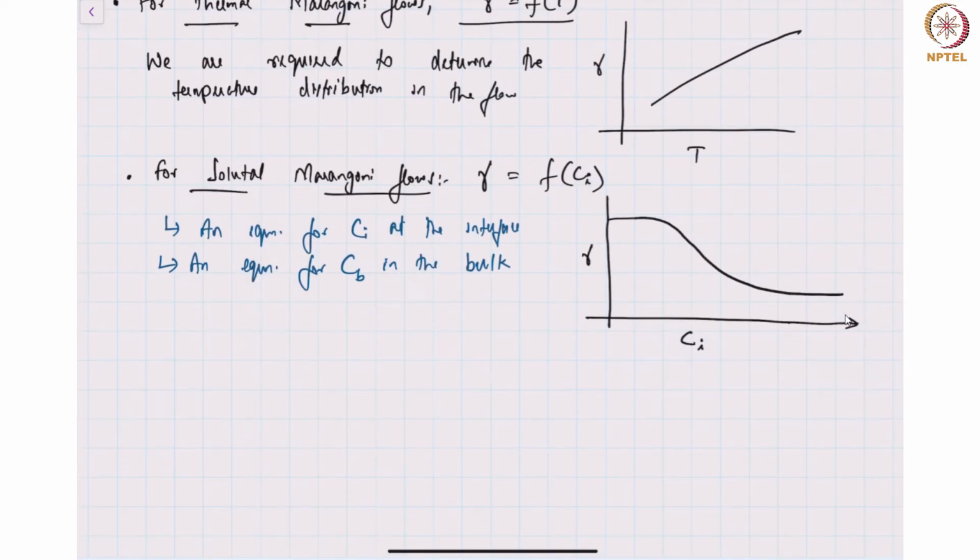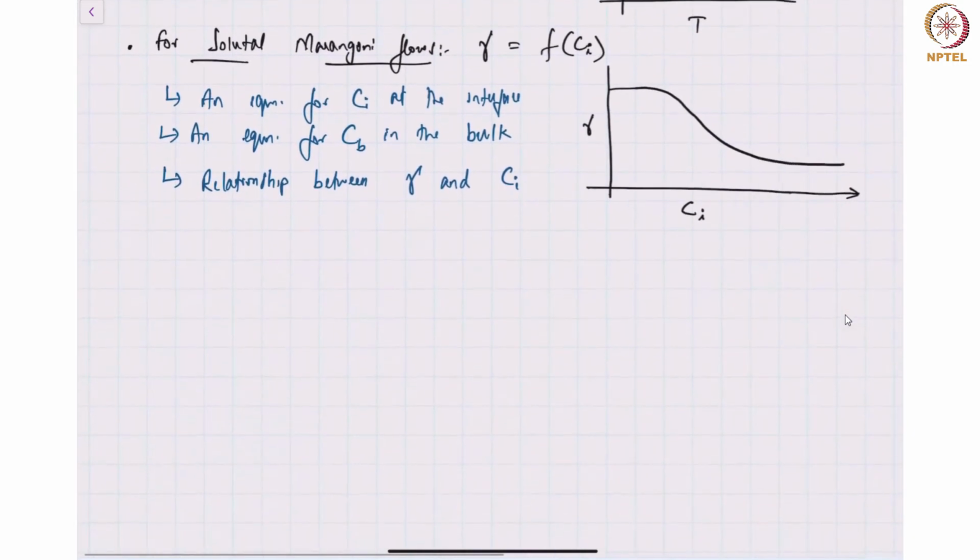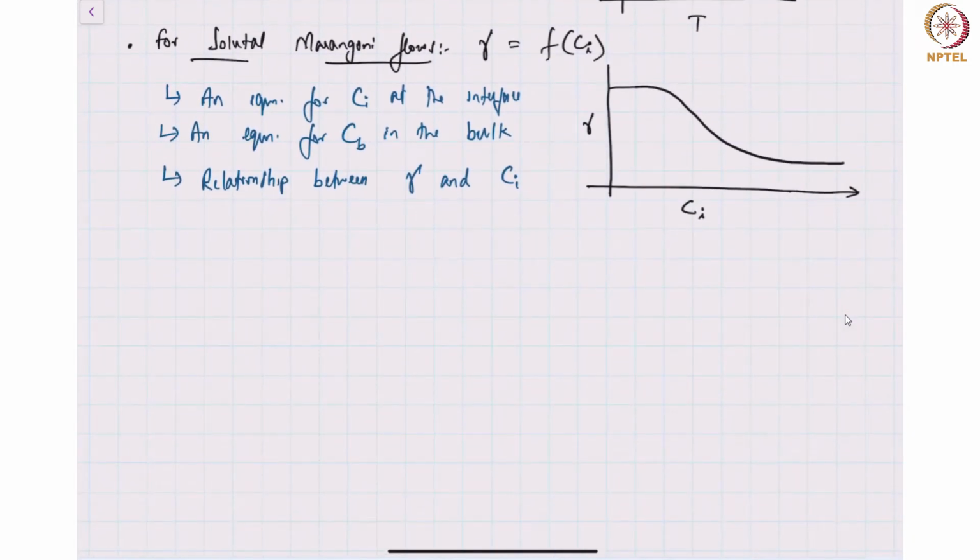And then finally, the relationship between gamma and concentration at the interface. The picture that I want you to imagine is that you have an interface and you have surfactant molecules in the bulk, and every now and then these surfactant molecules will, because of their very nature, because they have a hydrophilic part and a hydrophobic part, preferentially adsorb at the interface.